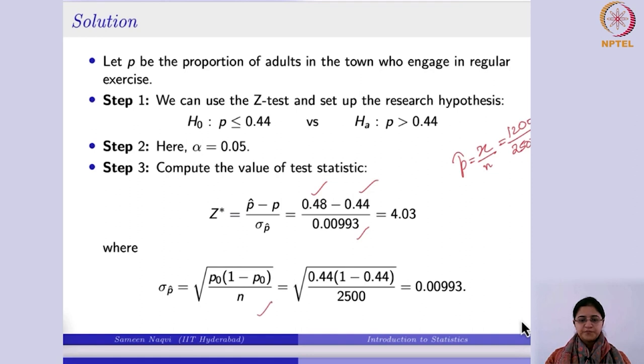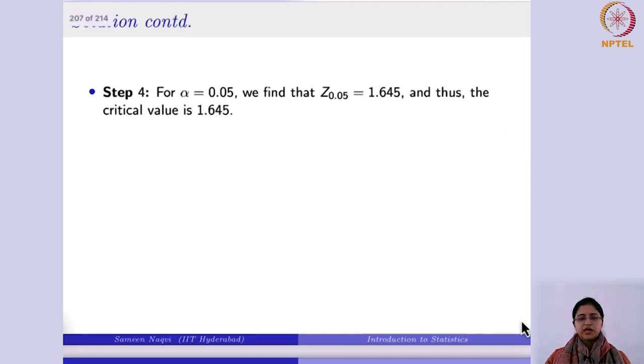From here, this is the formula for calculating the standard error: p naught times 1 minus p naught divided by n, under a square root. You know p naught, you know n, so you can easily calculate, and the test statistic value comes out as 4.03. Now at alpha 0.05, when you check the critical value, it comes out as 1.645.